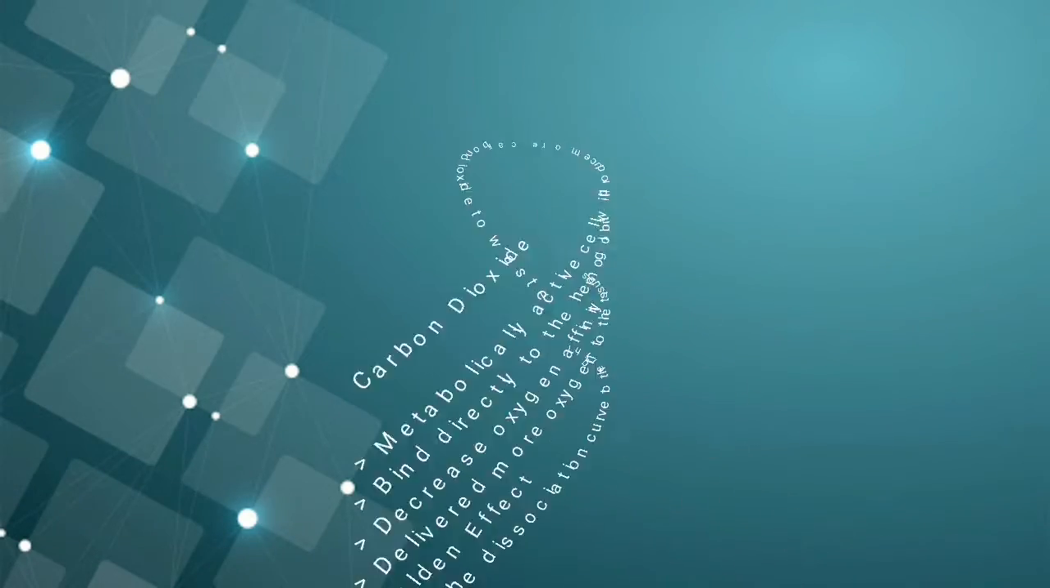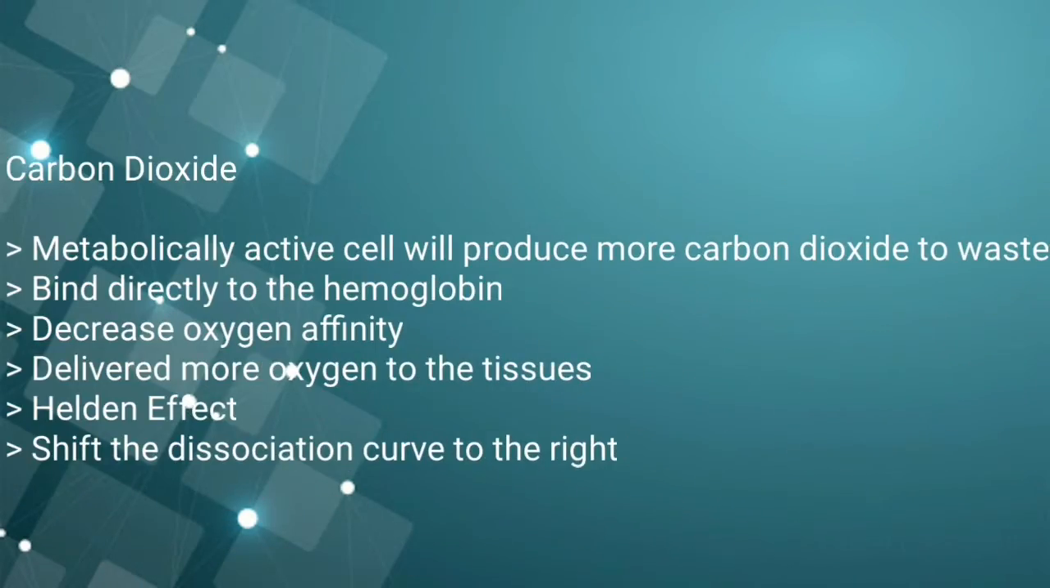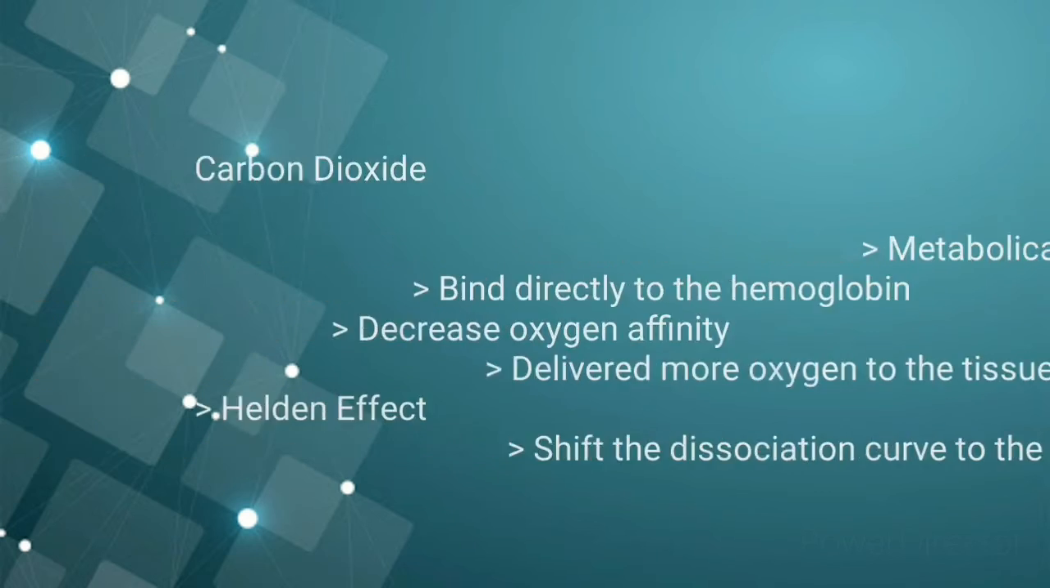The third cause is carbon dioxide. Metabolically active cells will produce more carbon dioxide as waste byproducts, and some of the carbon dioxide can actually bind directly to the hemoglobin, decreasing the affinity for oxygen. Therefore, a higher pressure of carbon dioxide in the blood means that more oxygen will be delivered to the tissue. This effect is called the Haldane effect. An increase of carbon dioxide will shift the curve to the right.